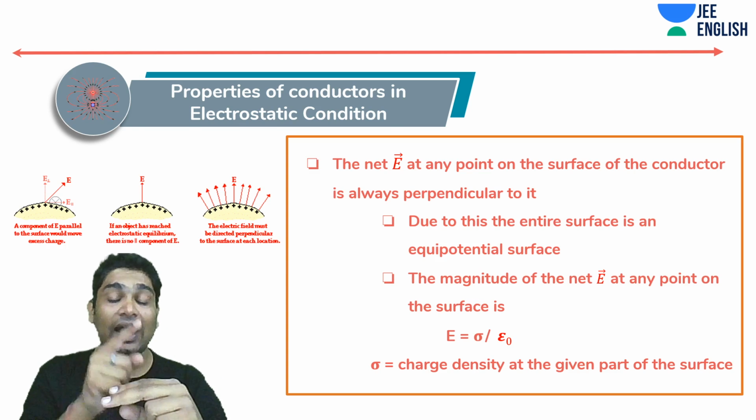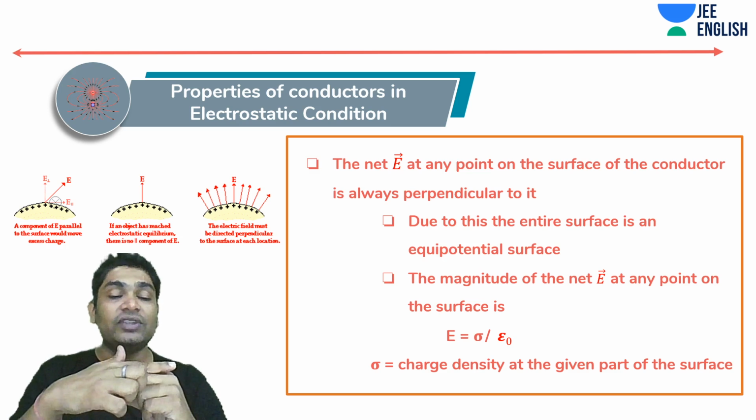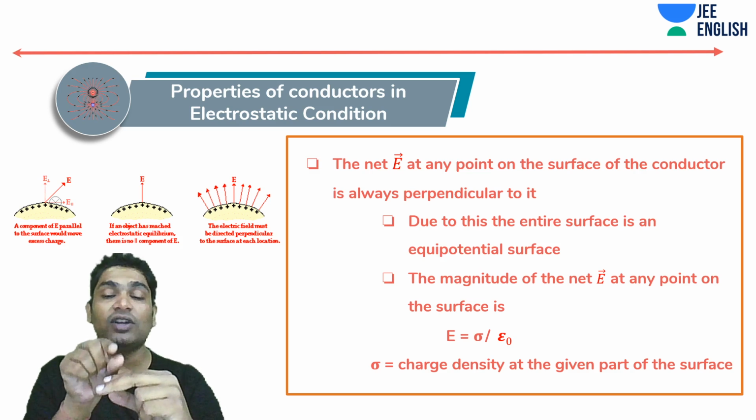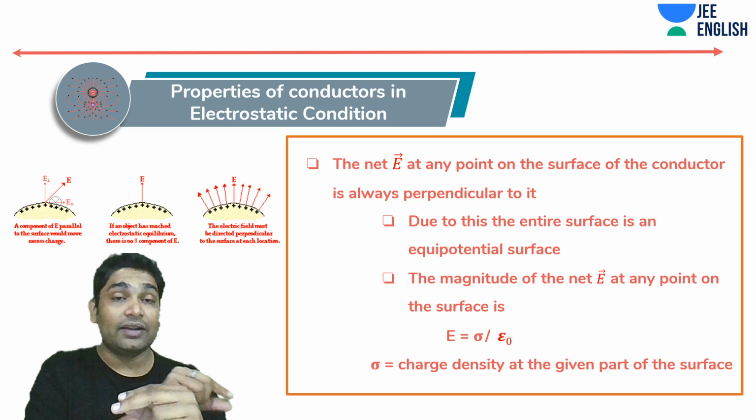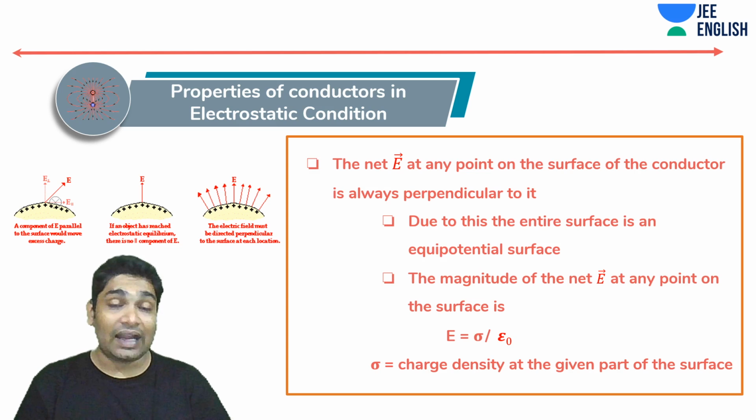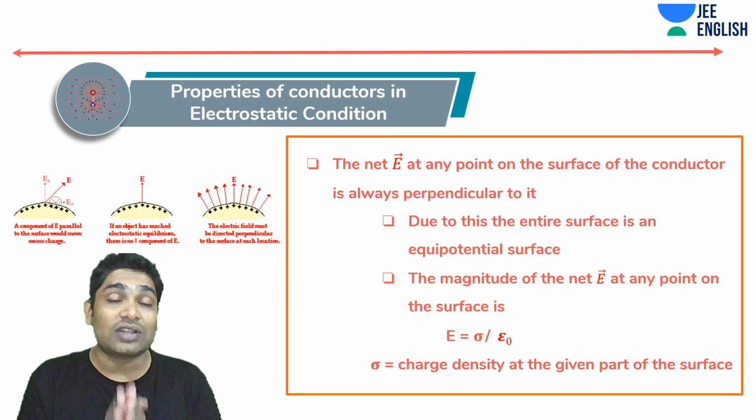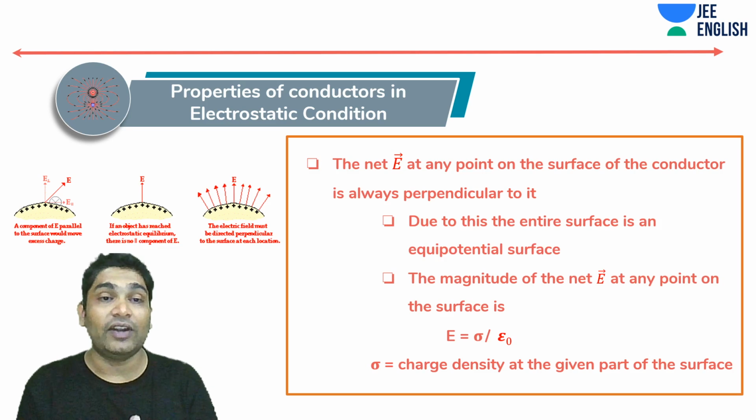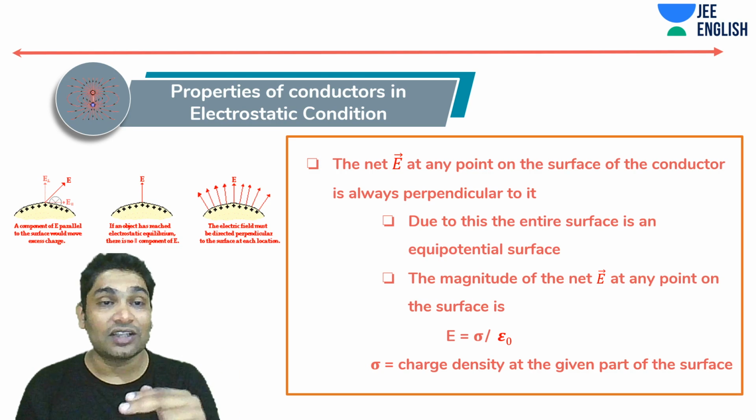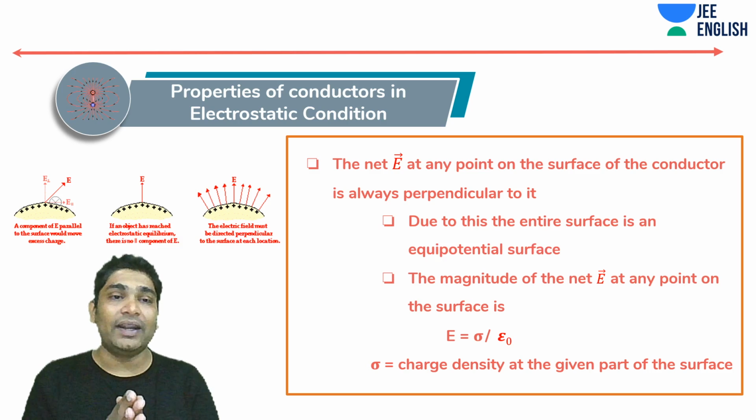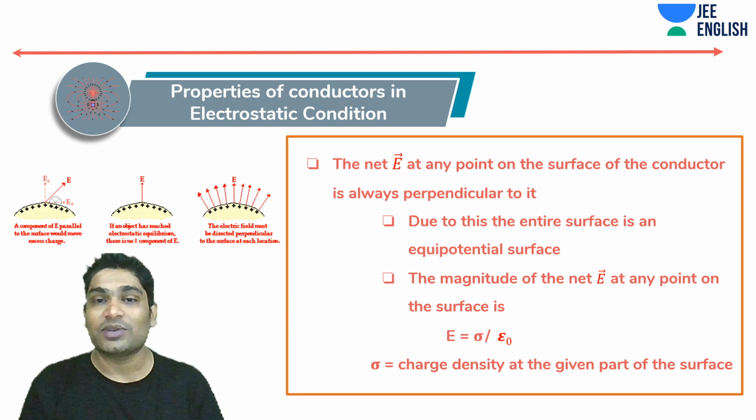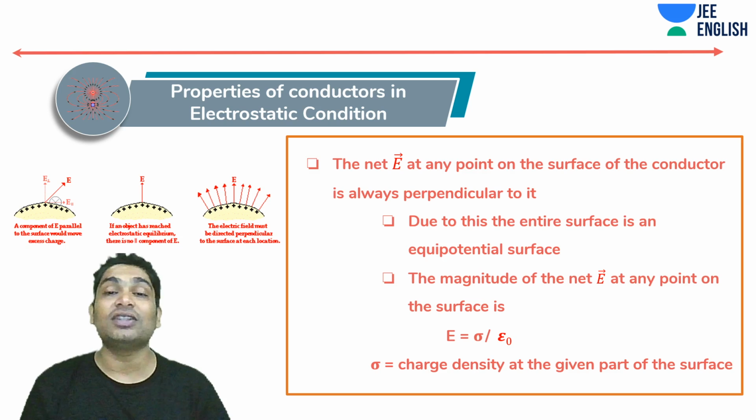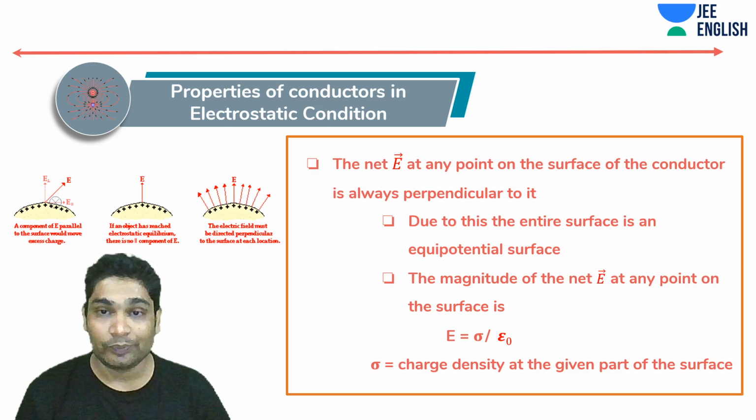So, had there been a tangential component of the electric field, you would have seen that these charges would have started moving here, right? Since I already said that we are talking about electrostatic condition, and electrostatic condition means that no charges are moving, the only way that charges would have stopped moving was if there was no component of electric field tangential to the surface. So the only possible component is perpendicular to the surface. That is why I'm saying that the net E at any point of the surface will be perpendicular to it.